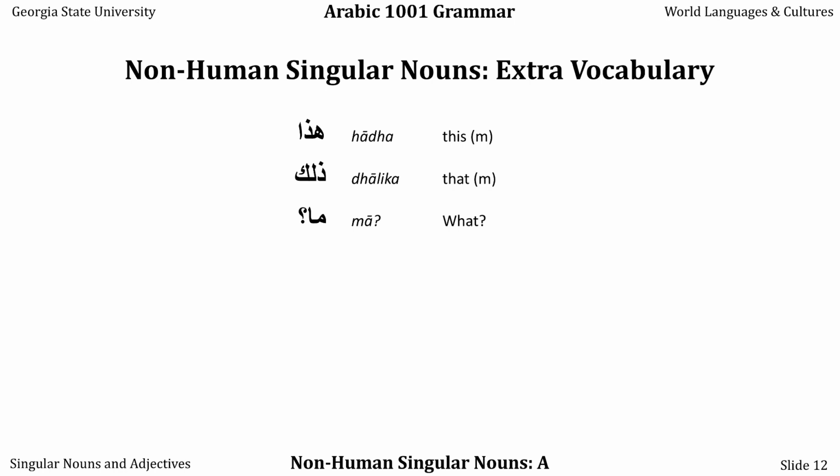And then here's the other 3 words you learned. Hadha means this for a masculine noun. In the next section, we'll learn about feminine nouns. Dhalika is that thing over there. And then lastly, we have the question word ma, for what. So in this very short lesson, you've learned 11 words, and you're well on your way to being able to point at things in your classroom and tell your teacher what they are. Try practicing it.